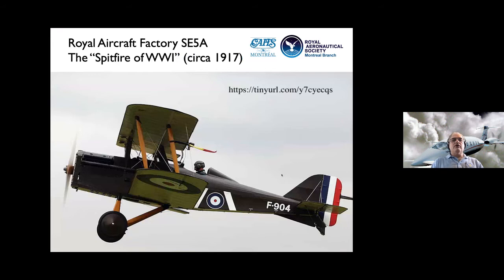This was the Spitfire of World War I, the SE-5A, Royal Aircraft Factory SE-5A, a very successful fighter. And again, it makes the point. Take a look at the airfoil section on the horizontal stab here. Once again, we're back in dragonfly territory. And of course, we need our bracing wires and our struts. And the effect of this is huge on the drag side of things. We'll see in a moment.